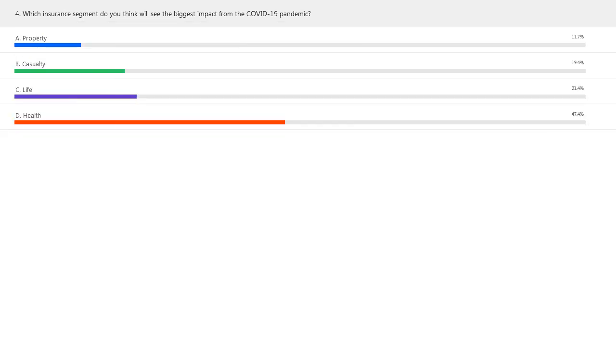Okay, and not surprisingly, all lines, some effect, which makes a lot of sense, with a heavy emphasis on health, which I would tend to agree. That makes sense to me as well. Okay, and back to Neil.